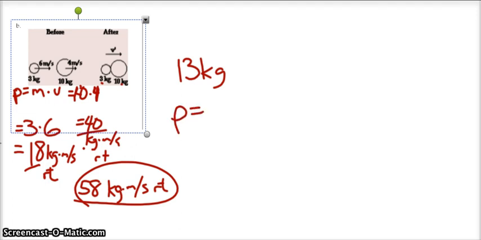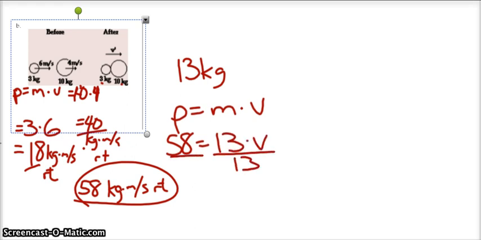So momentum equals mass times velocity. We have 58 equals 13 times V. Divide both sides by 13. I didn't have this calculated before, but I will come up with it right now. 58 divided by 13 equals, I'm going to round to just 1 decimal place, 4.5 meters per second to the right. Again, if you have questions, ask me in class. Let's go to the next one.